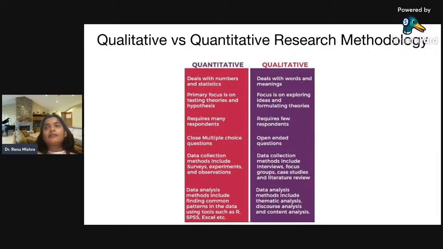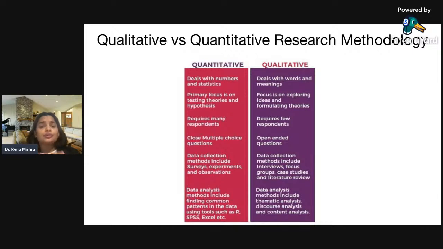If I want to make any theory, if I want to formulate any theory, I'm focusing more on qualitative. Many respondents for quantitative, few respondents for qualitative, like I told you, sample size. Data collection is done through your survey, observations, experiments.